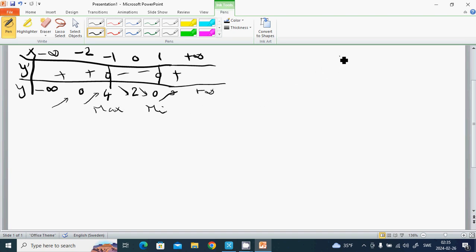And we are going to draw minus 2, 0, minus 1 is 4, and for 0 is 2, and for 1 is 0. Then we have a maximum, and we have a minimum, and it is going up.